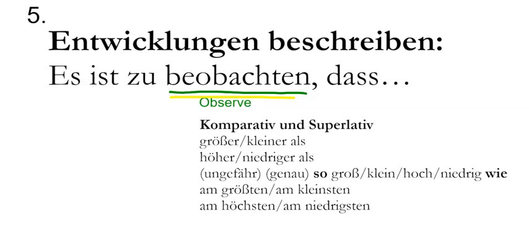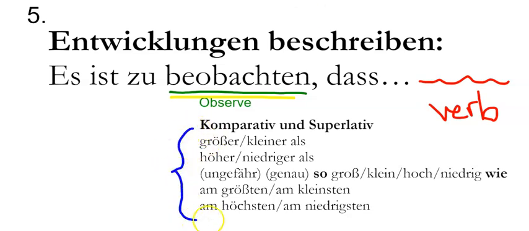So a great easy sentence starter is es ist zu beobachten. It's observed, dass, blah, blah, blah, with the verb. It's observed that plastic takes the longest to decompose, blah, blah, blah. So whatever you think about in the graph that you are looking at. Once again, really think about using these comparatives and superlatives in additional sentences to really make your observations pop.